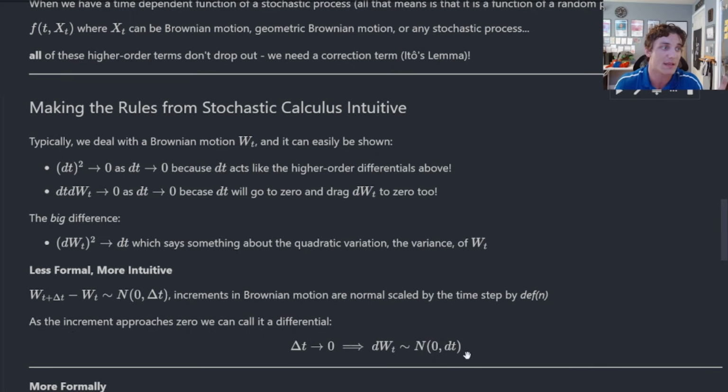And if this wasn't the case, and dW_t squared went to 0, then this would just be mean 0 with a variance of 0. We need to account for this quadratic variation that characterizes the Brownian motion increments. That is exactly why, and hopefully it's intuitive why, this dW_t squared term can't go to 0. Otherwise, we wouldn't be accounting for this variation, this randomness, in the change over time.